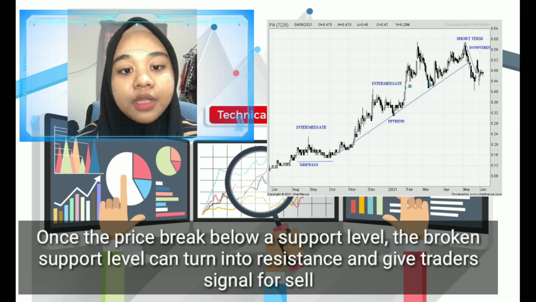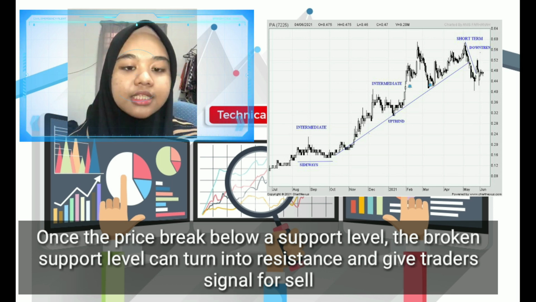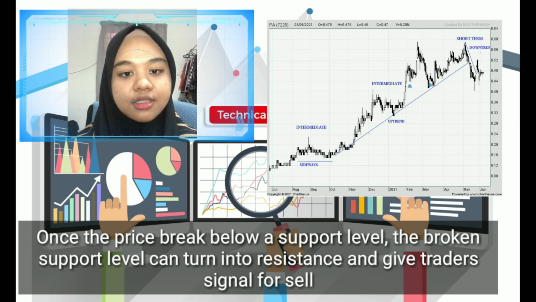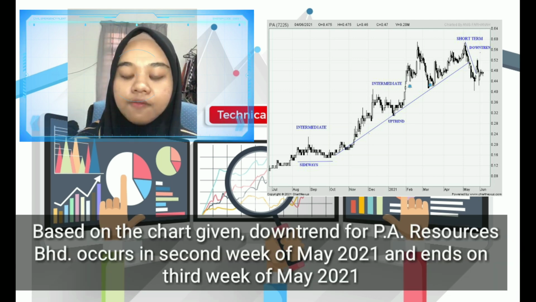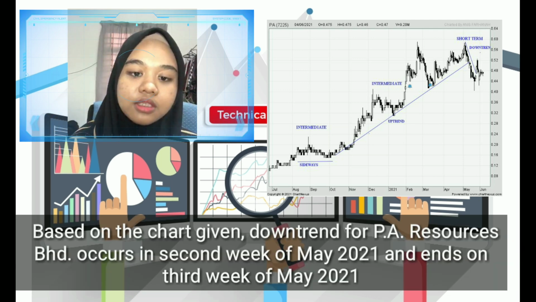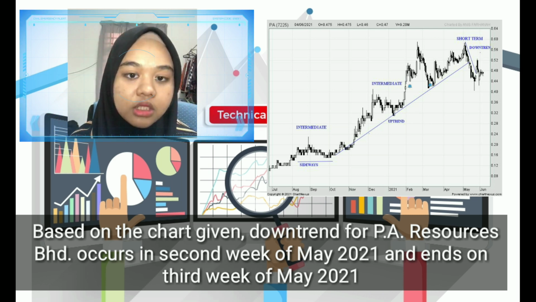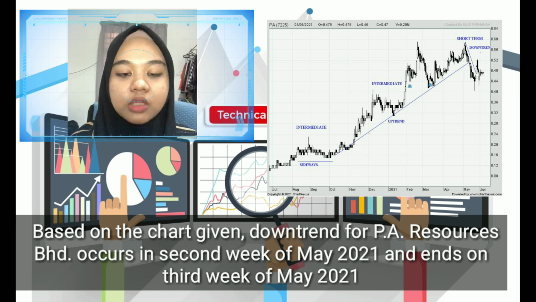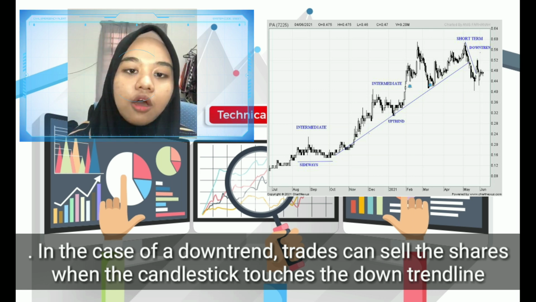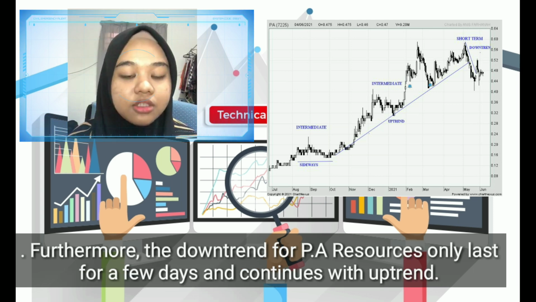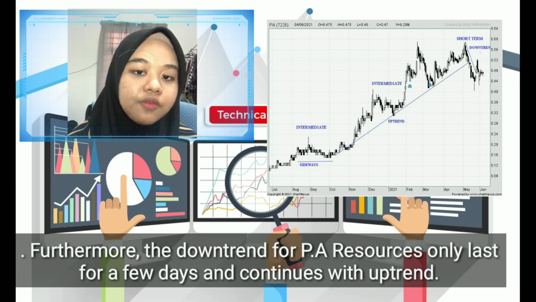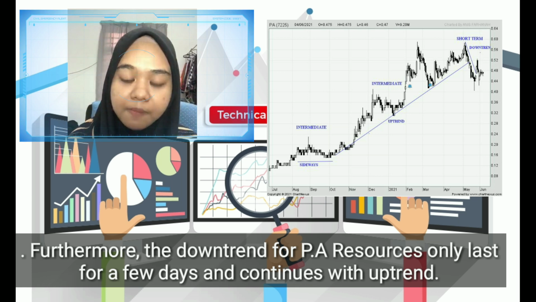Once the price breaks below a support level, the broken support level can turn into resistance and give traders a signal to sell. Based on the chart given, the downtrend for PA Resources Berhad occurs in the second week of May 2021 and ends on the third week of May 2021. In the case of a downtrend, traders can sell the shares when the candlestick touches the downtrend line. Furthermore, the downtrend for PA Resources only lasts for a few days and continues with an uptrend.